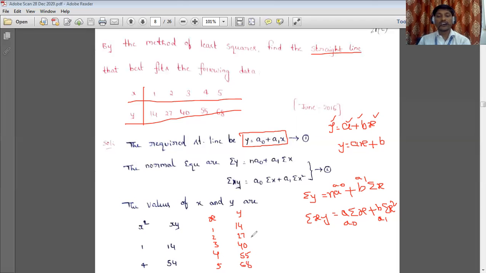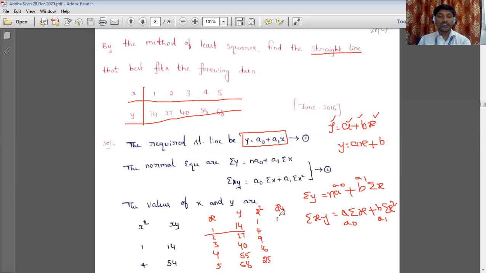Next, we require x square as well as xy. Here x square is just the squaring of these values: 1 square is 1, 2 square is 4, 3 square is 9, 4 square is 16, and 5 square is 25. Next, xy is obtained by multiplying these values, x and y, so it means 1 into 14.